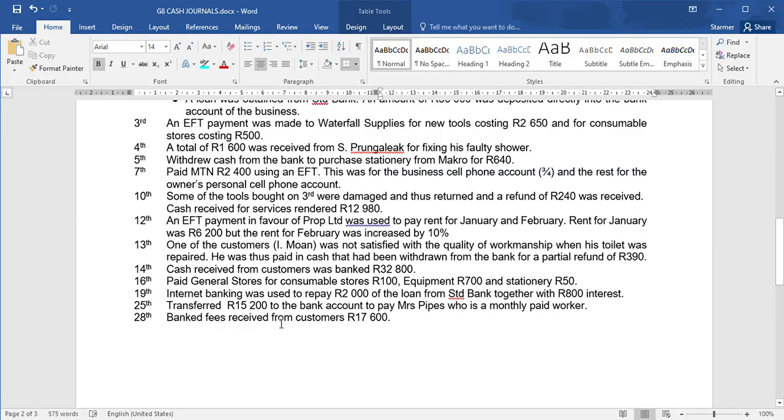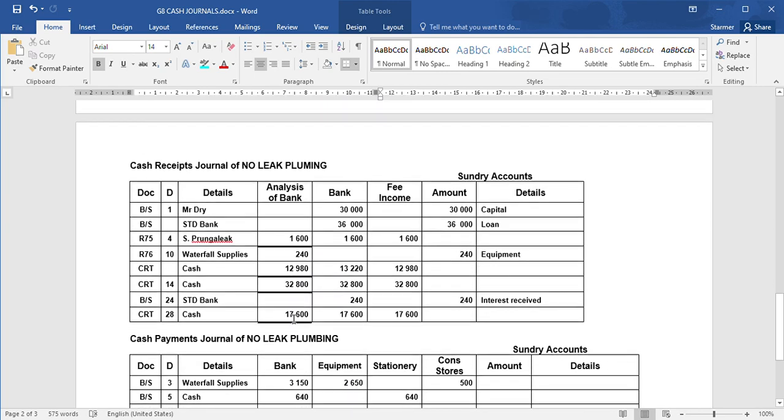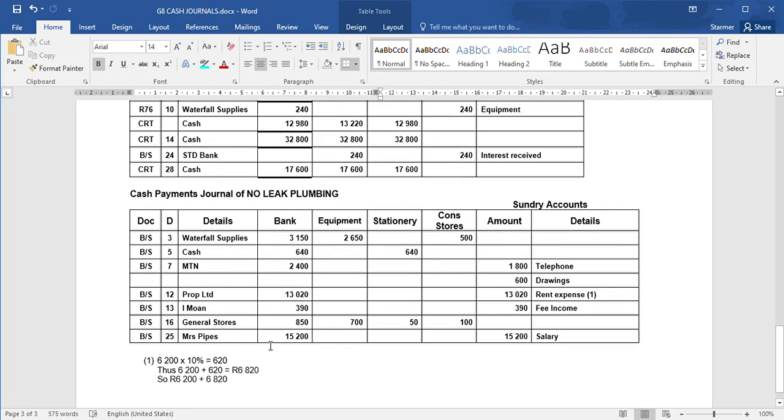Then leave out the next one. Transferred 15,200 Rand to the bank account to pay Mrs. Pipes, who is a monthly paid worker. Okay, you're paying a monthly paid worker here. That is different to wages, okay? That amount there will be paid to Mrs. Pipes for her salary. If you were paying weekly paid workers, you would pay wages.